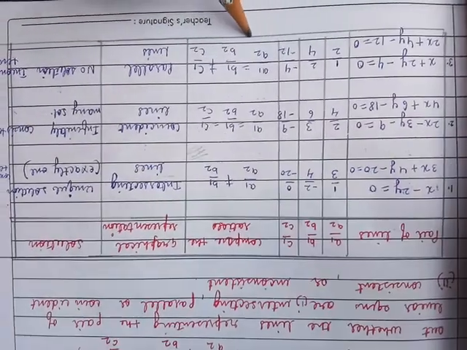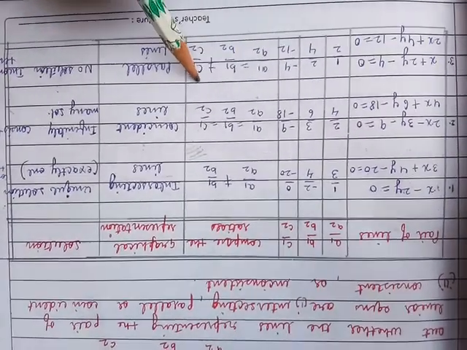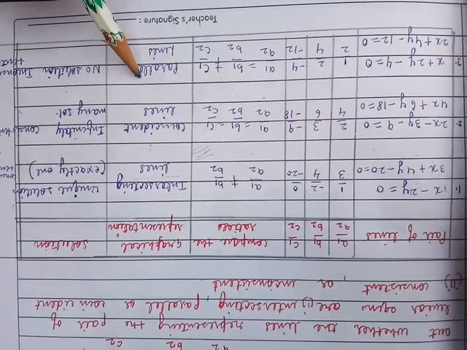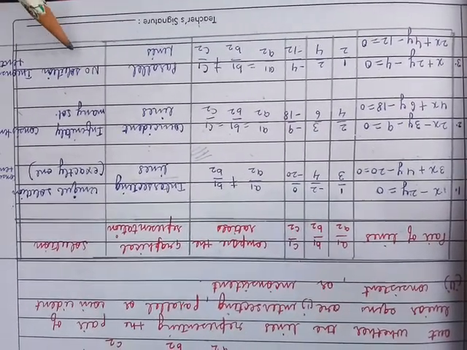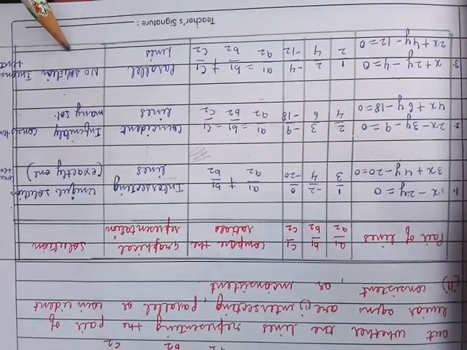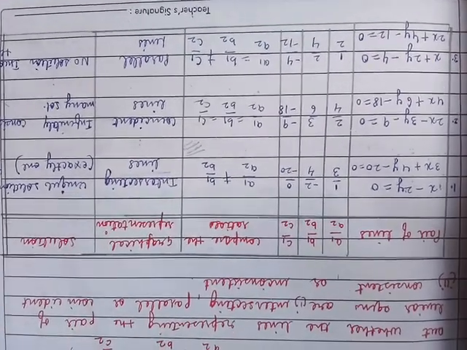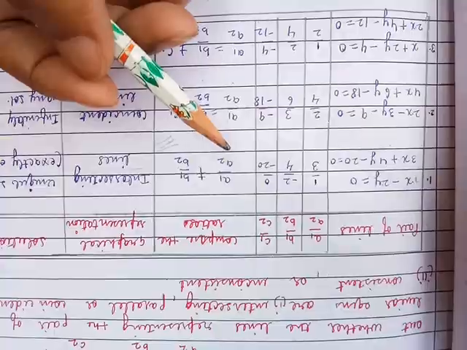If A1 upon A2 is equal to B1 upon B2 is not equal to C1 upon C2, then the lines are parallel and there will be no solution, and the pair of equations will be inconsistent.